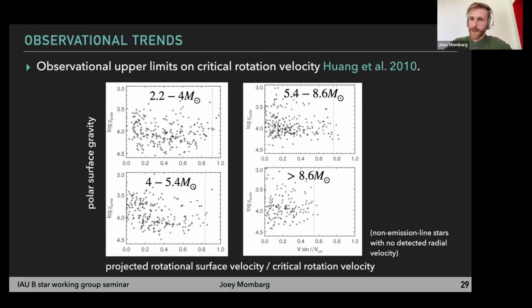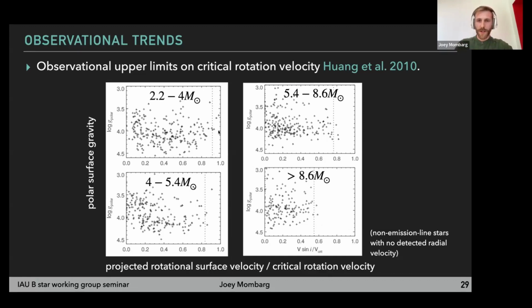Let's try to compare this to observational trends. I'm showing you here the results from 2010. These are V sin i over the critical rotation rate for different mass bins, for non-emission line stars that have also no radial velocity.